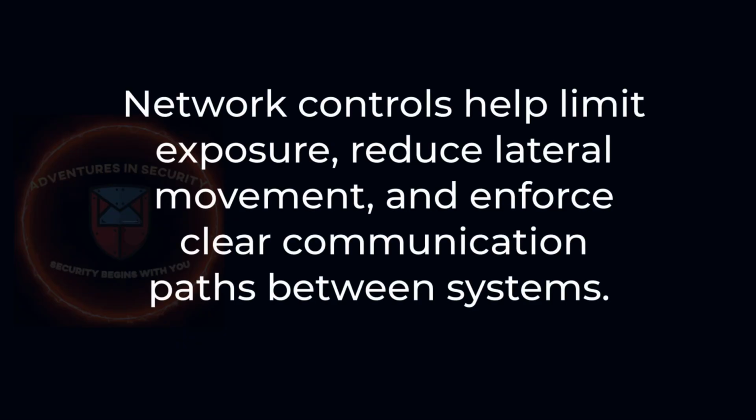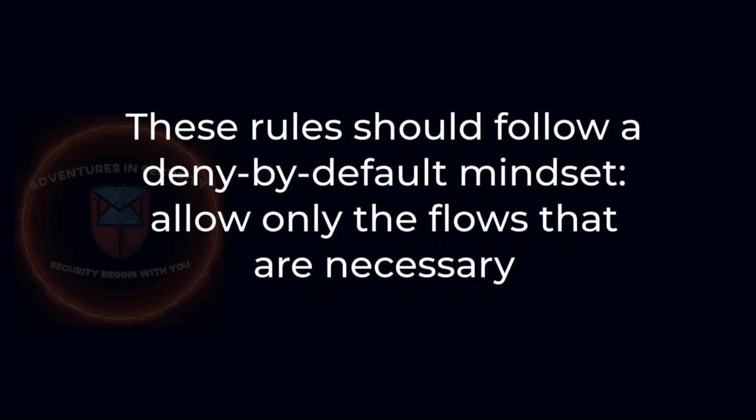Even though identity is central in the cloud, network security still matters. Network controls help limit exposure, reduce lateral movement, and enforce clear communication paths between systems. One example is the Network Security Group, which Azure describes as a way to filter inbound and outbound traffic between resources using rules based on source, destination, protocol, and port. In practice, these rules should follow a deny-by-default mindset. Allow only the flows that are necessary.